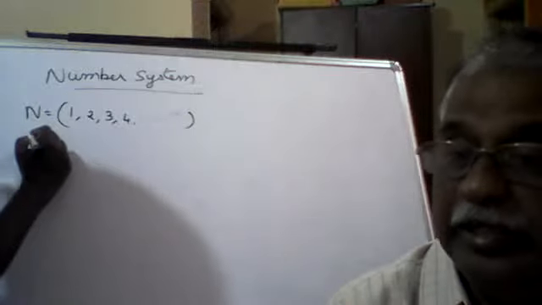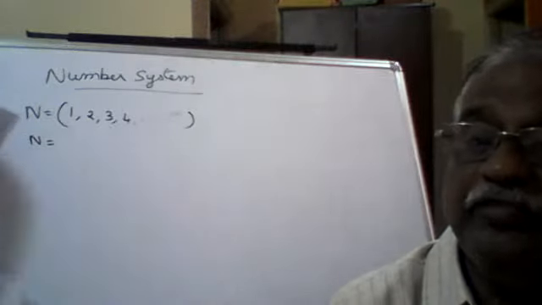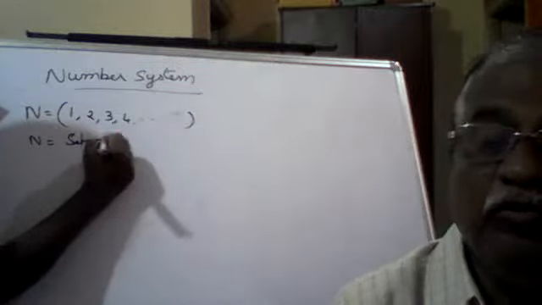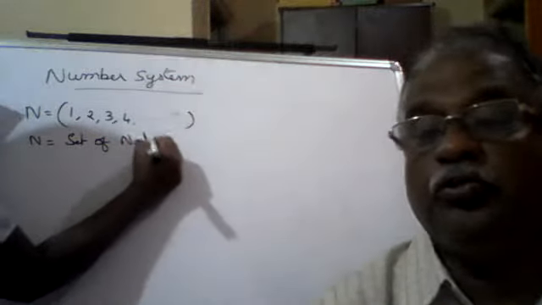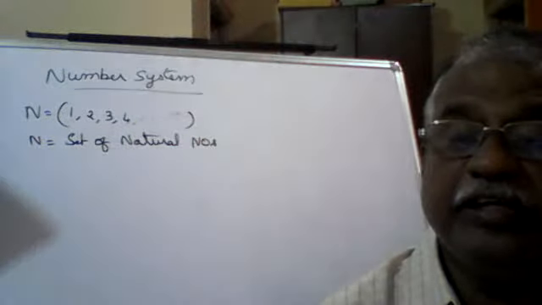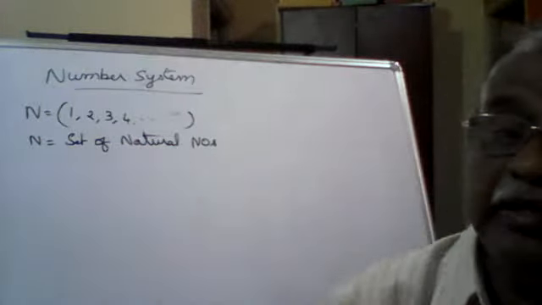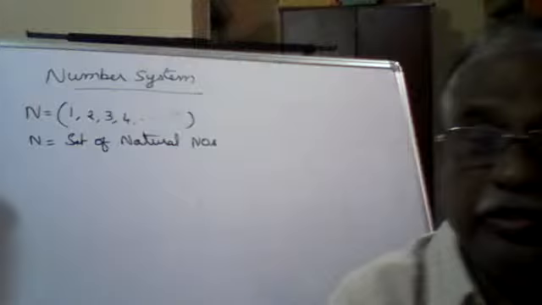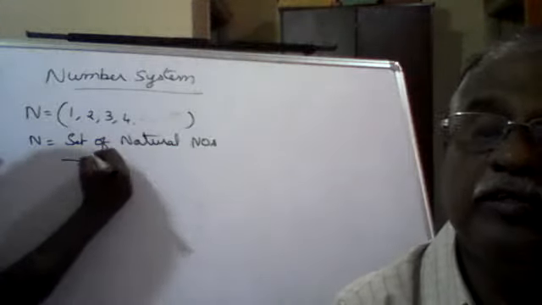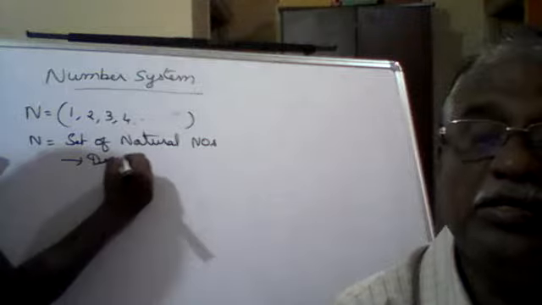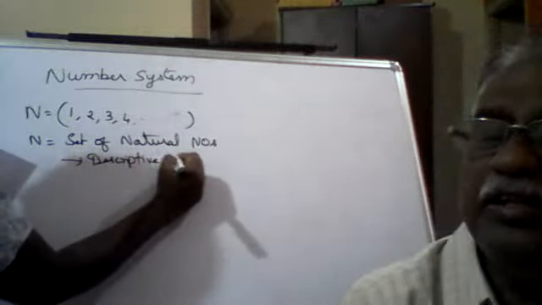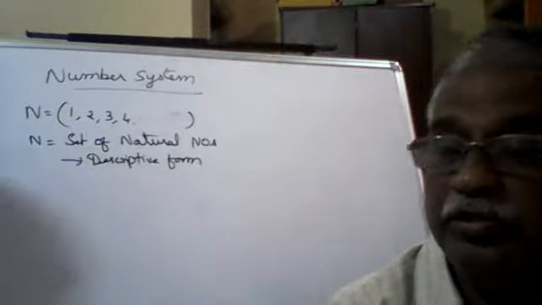So you write N is equal to set of natural numbers. Set of natural numbers. So we're just defining what is that 1, 2, 3, 4, 5, 6. This is called a descriptive form. You put it in brackets or you can continue. You are just describing the numbers. This format is not much used now.